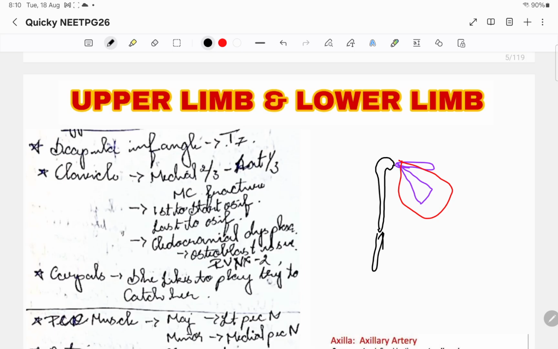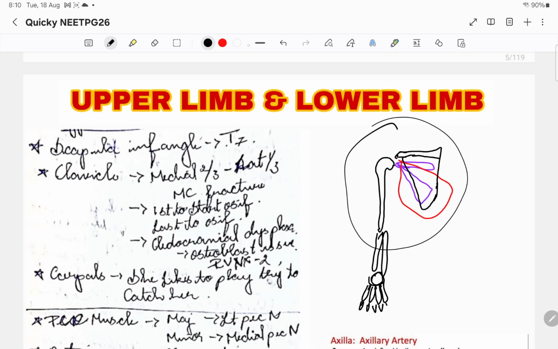Then here the radius and ulna. Then the carpal bones. Then phalanges and metatarsals, everything is there. Okay, behind it was the scapula. I'm drawing it in the front, but this is behind. So this is all about the first part of the upper limb.